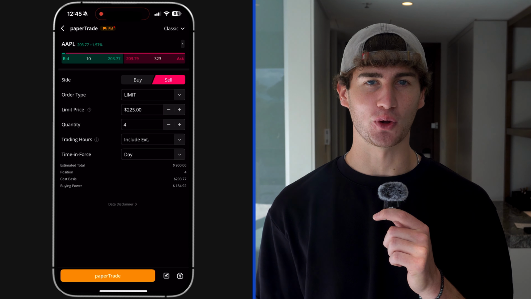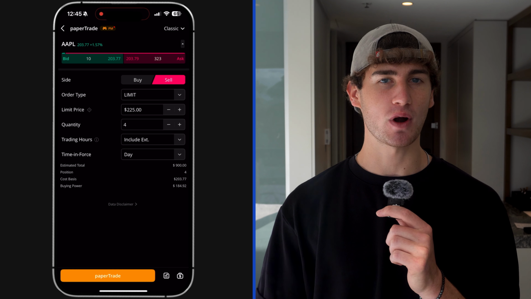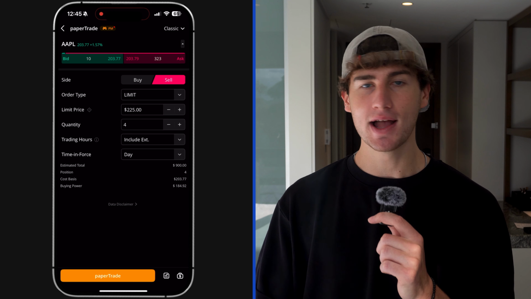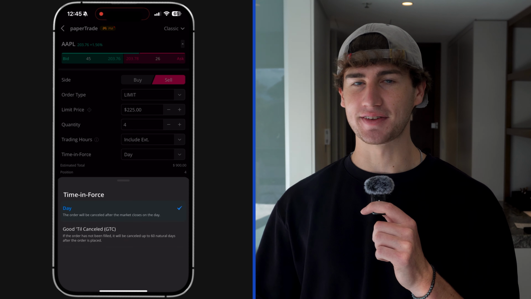Webull also recently rolled out overnight trading, making it possible to buy and sell 24 hours a day, 5 days a week. This isn't available with paper trading, but it is something to look forward to when you begin live trading. Next is time in force.